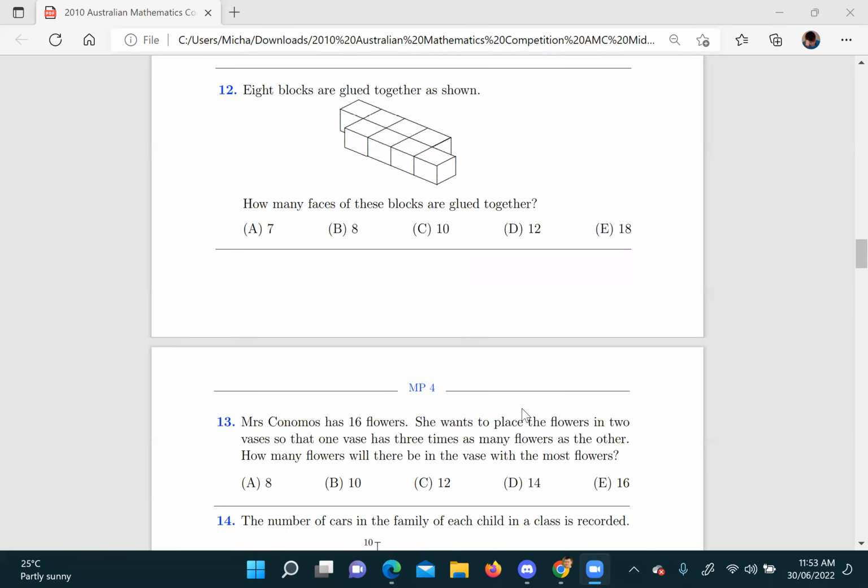Oh, we have some disagreement. Okay. 8. Oh wait. 12. We forgot to count the other ones. That's why I got an 8. No, it's like the first 6 ones in the middle is 8, and then the ones on the edge make 10. Okay, so when it says how many are glued together, yeah? How many faces are these glued together?